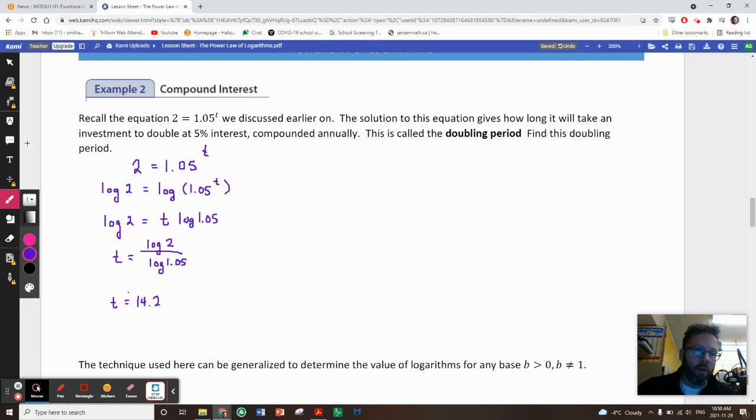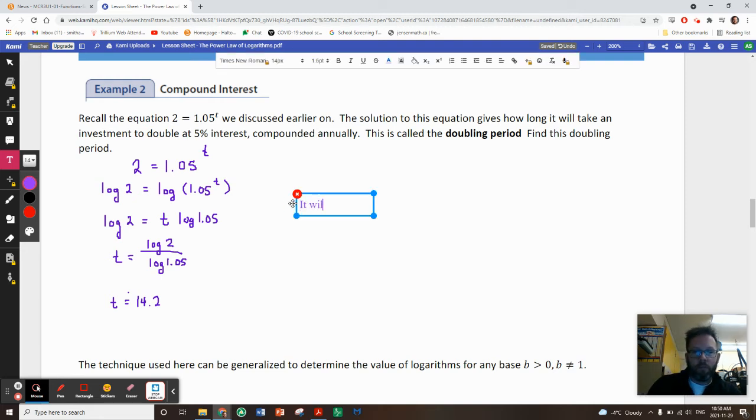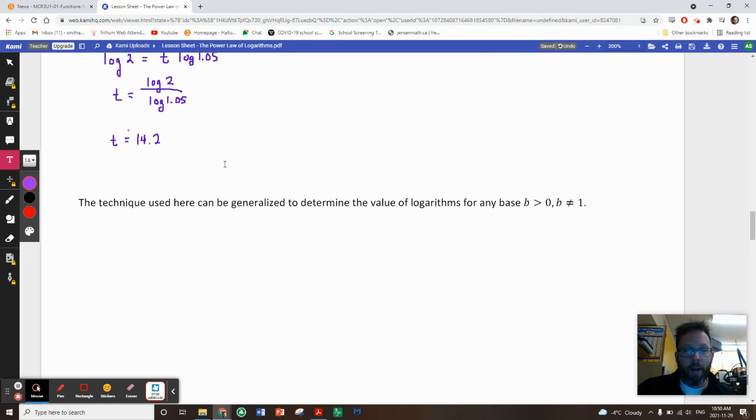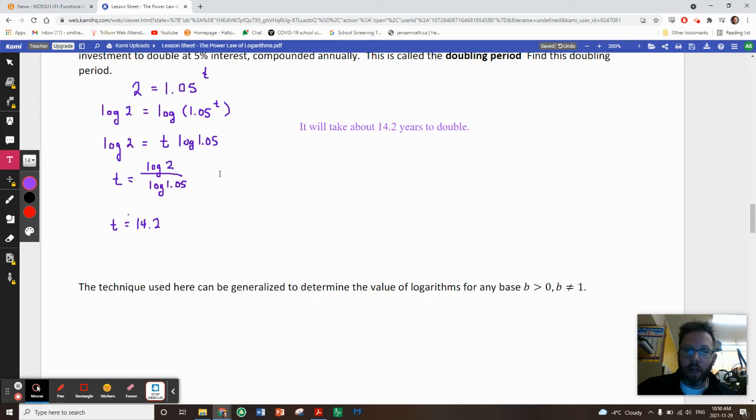I'm going to make a little concluding statement. It'll take about 14.2 years to double. This is fantastic news because now we don't need systematic trial and error to solve equations that have an exponent in them. We can take the log of each side and use our new rule to get the t by itself. Very cool.